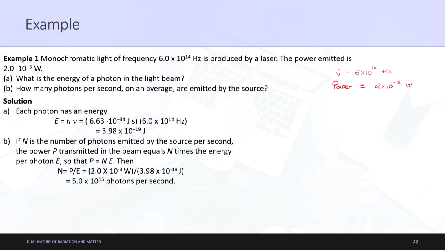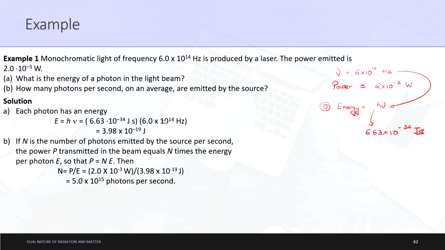The question first asks, what is the energy of a photon in the light beam? As we know, the photon has an energy equal to h nu. As nu is directly given to us, the energy E is equal to h nu. Please remember the value of h, which is 6.63 into 10 to the power minus 34 joule seconds. Putting in the values, the final energy for a single photon is 3.98 into 10 to the power minus 19 joules.